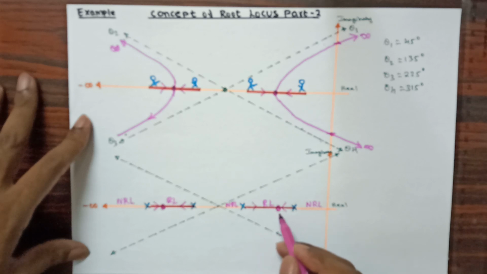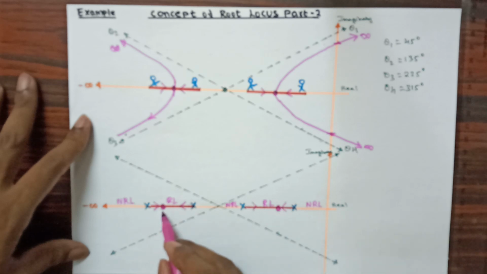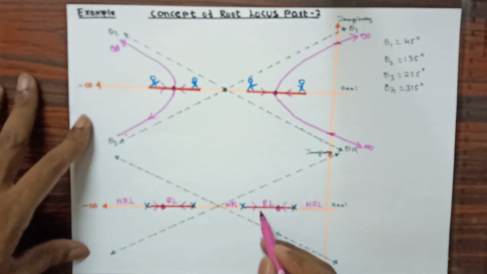So based upon that I am assuming that these two poles are going to meet at this point and these two poles are going to meet at this point. It depends: if both are at the same speed they are going to meet at the center. If this pole is slow and this pole is fast, then they are going to meet somewhere here. If this pole is fast and this pole is slow, they are going to meet at this point. In this way, depending upon the problem, they are going to meet on the real axis. Always remember, the breakaway point will be found only on the root locus path. We are not going to get the breakaway point on the no root locus path.